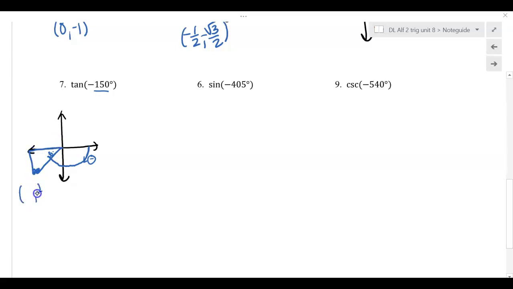So a shorter y means the 1/2 is the y. That means the x is rad 3 over 2. And to be in the third quadrant, they would both be negative.